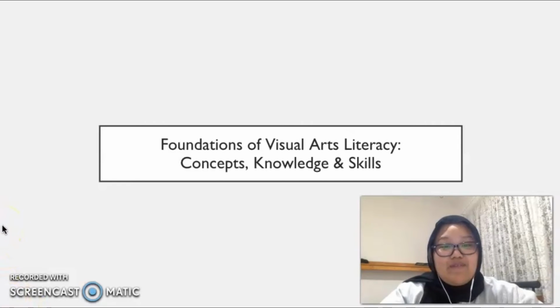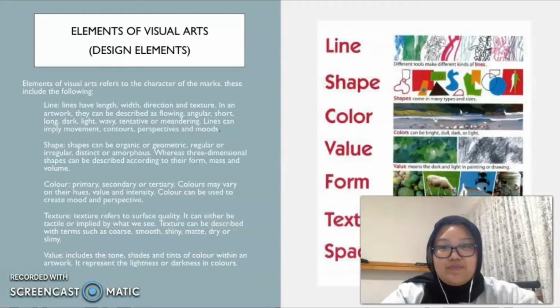So let's begin with the foundations of visual arts literacy, which includes concepts, knowledge and skills. Now, elements of visual arts, also known as design elements, is one of the very main concepts of visual arts. Elements of visual arts refers to the character of the marks that are made within an art piece. This includes line, shape, color, texture, and value. Now, a short description of each of them.